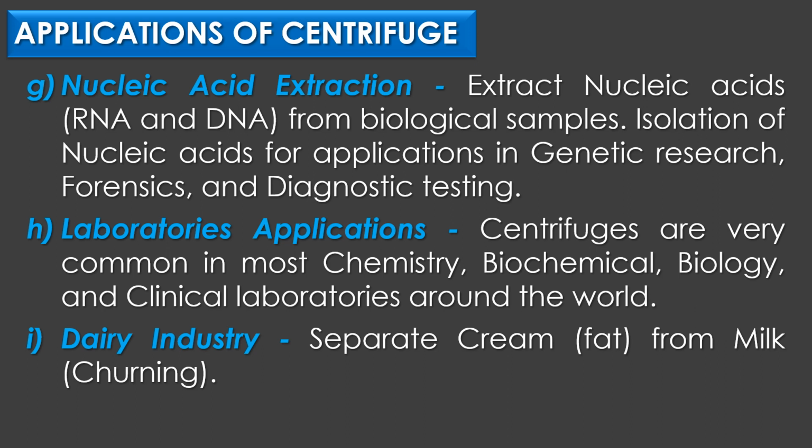Pathologists do the most common type of blood test using centrifuges, testing the sedimentation rates of various types of blood cells. The ninth application of centrifuge is dairy industry. In dairy industry, centrifuge machine is used to separate cream from milk. This is also called as churning.